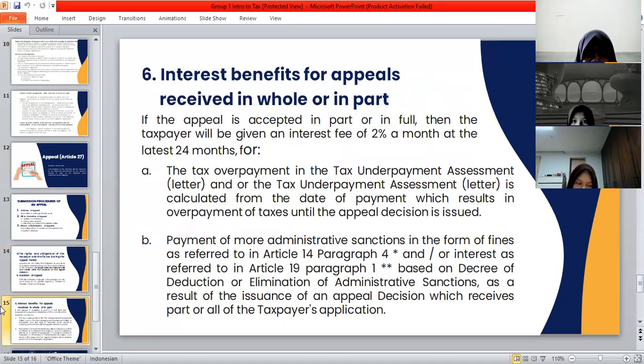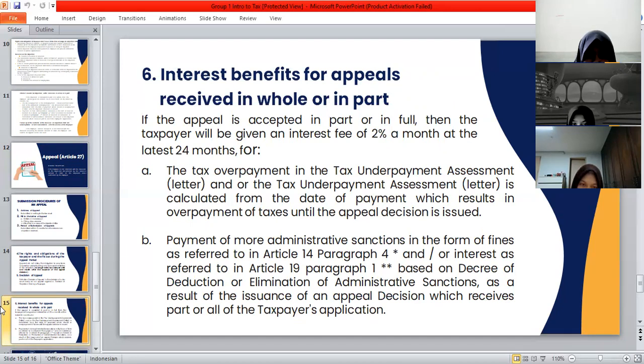And the last, interest benefits for appeals received in whole or in part. If the appeal is accepted in part or in full, then the taxpayer will be given an interest fee of 2% a month for a maximum of 24 months. A. For the tax overpayment in the tax underpayment assessment letter and or the additional tax underpayment assessment letter, calculated from the date of payment which resulted in overpayment of taxes until the appeal decision is issued.